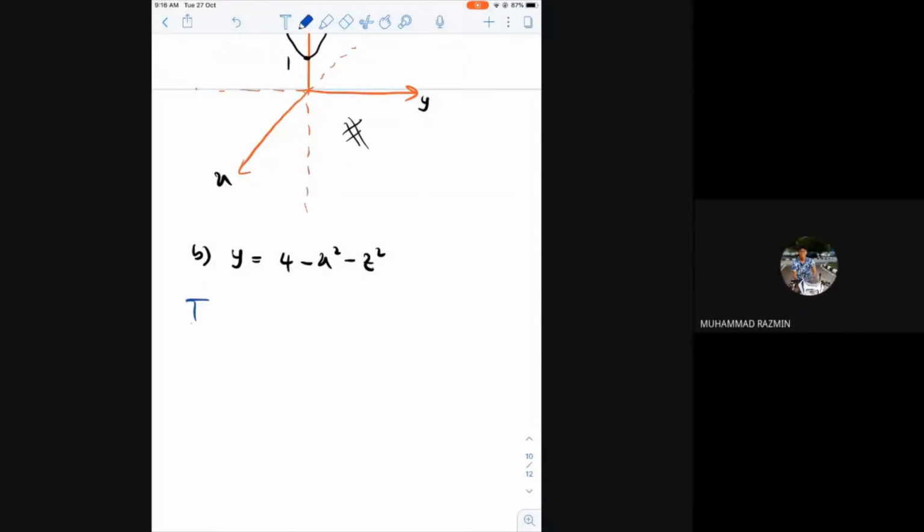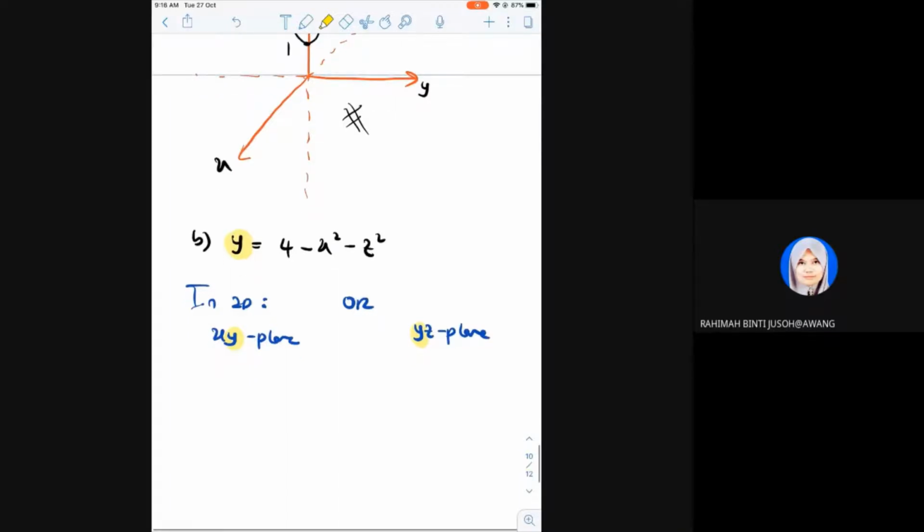In 2D. Okay, so kalau in 2D kita kena buat apa dulu guys? Plane apa ni kita nak buat, nak cari ni? On plane apa? Kalau in 2D. XY. Yes, okay. Either XY plane or YZ plane. Yang penting Y tu kena ada. Subjek ni kena ada. Y kat sini, Y kat sini. Macam tu. Okay, either one lah. So kita just buat salah satu pun boleh.